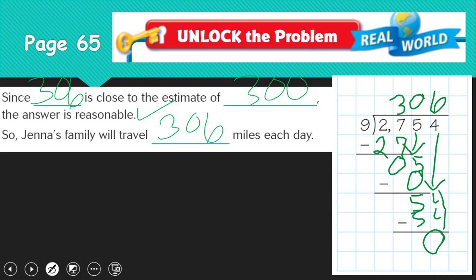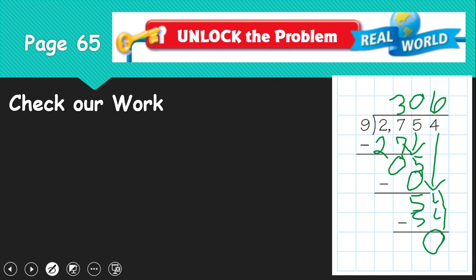Now, the next step we have to do is we have to check our work. I know it doesn't have a spot for this in your big book, but you can definitely put it on the side somewhere for you. But we need to check our work, and we have to remember we're going to use the inverse operations, which is what I talked about at the beginning of this lesson.